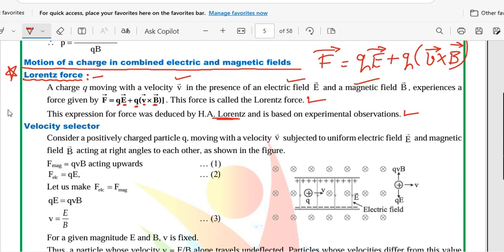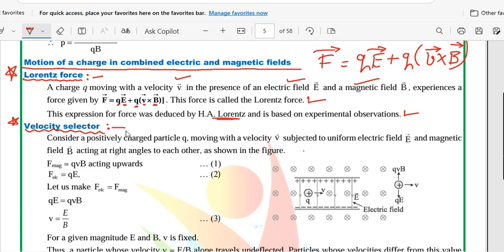Now coming to the concept that comes under this Lorentz force, that is the velocity selector. Let us derive what we mean by velocity selector. Suppose some kind of charge is moving in a kind of material. The velocity selector is used to select the charged particles having different velocities from a beam of particles.